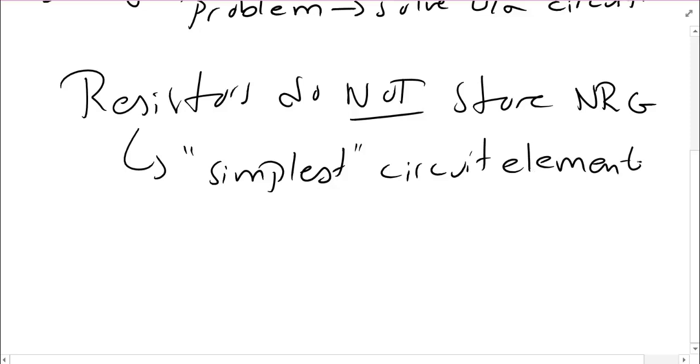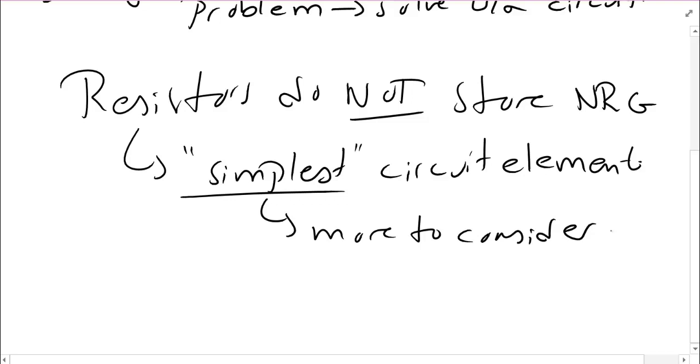The reason I'm quoting simplest is because it isn't necessarily fair to say they are simple. There's a rich theory that we need to develop. However, what I mean by this word is that others have more to consider. For example, you may have heard of capacitors or inductors. These two elements store energy either in an electric field or a magnetic field, which makes their analysis much more complex than that of resistors.